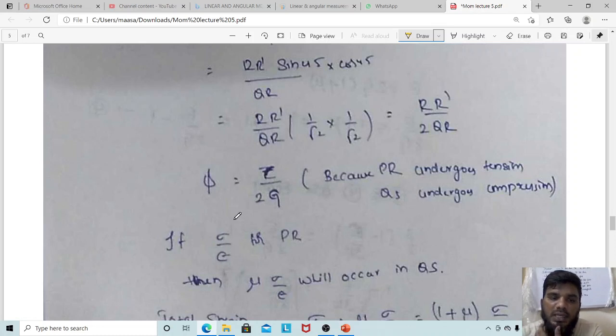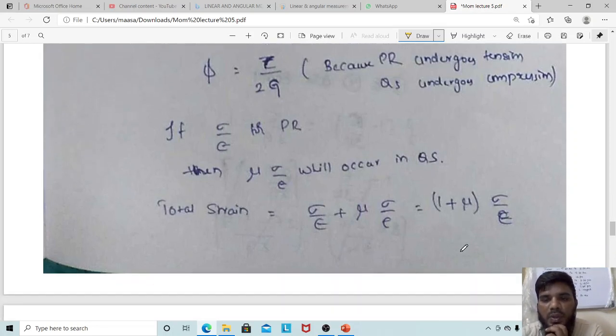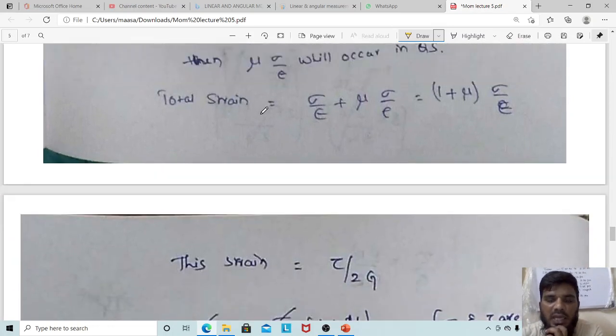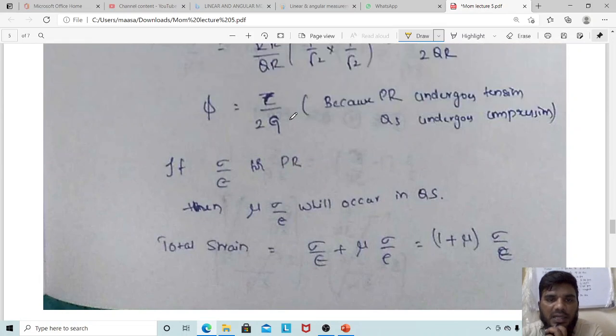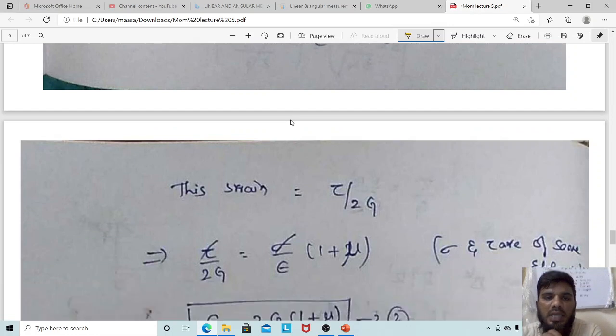That is mu by E times sigma, which occurs in QS. The total strain is equal to sigma by E plus mu sigma by E. Generally we can use minus also here, but no need. Here we are going to add, because it is happening along the diagonals. So 1 plus mu of sigma by E. This total strain and the strain which is happening along the diagonal should be equal. That is, tau by 2G is equal to sigma by E of 1 plus mu.